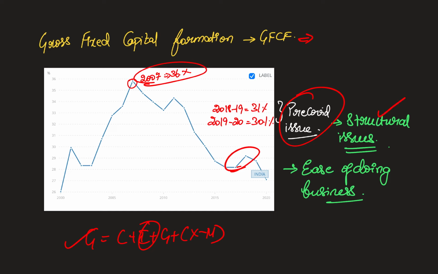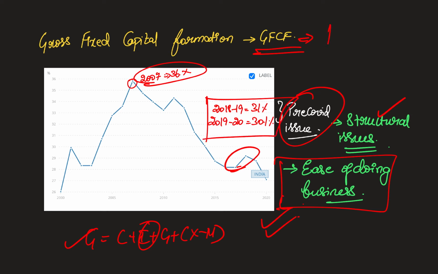There are certain structural issues in our economy pertaining to the ease of doing business. So the Atmanirbhar package, which was supposed to make things easier for businesses, is a strategy to address these structural issues and increase the gross fixed capital formation, which we might be witnessing in the upcoming years. So, what is the trend that the economic survey says? Actually, the gross fixed capital formation has slightly fallen.